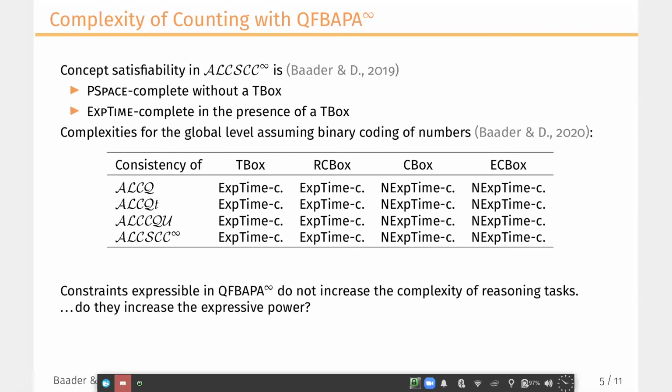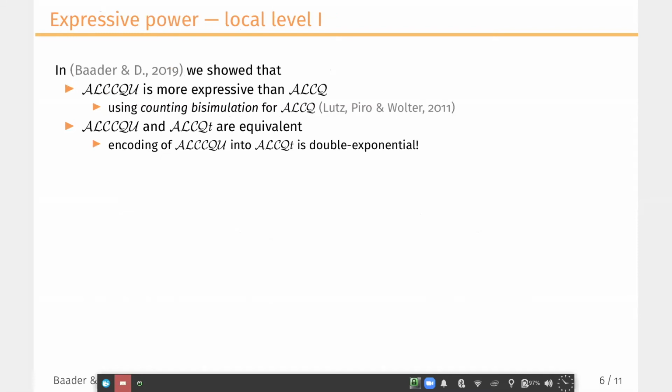So now that we've seen that adding such constraints does not add to the complexity, our next question is, do they actually increase the expressive power? Or is it just syntactic sugar? Well, let's focus first on the local level.